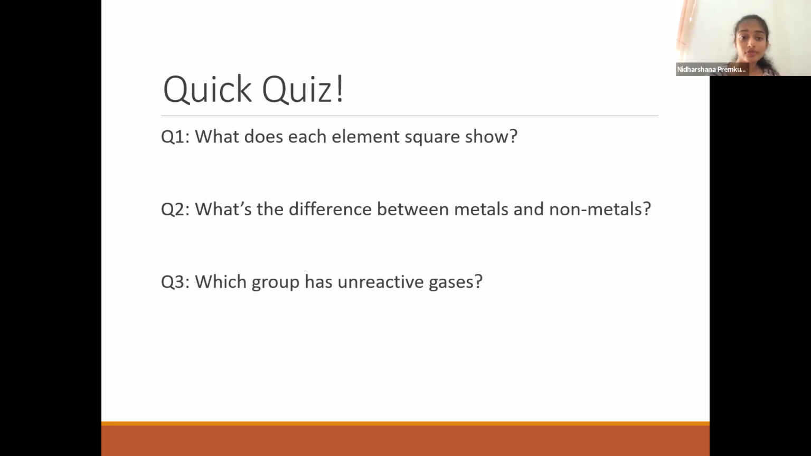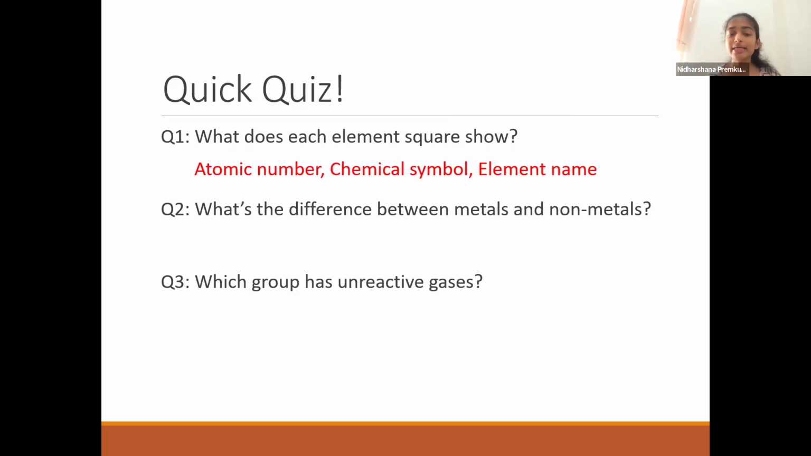So here's a quick quiz for you to solve. What does each element square show? We saw the chemical symbol of that element. We saw its atomic number. We saw its mass number. And in some periodic tables, the square actually shows the name of that element as well. So it shows the atomic number, the chemical symbol, and the element name. That's what an element square in the periodic table shows us.